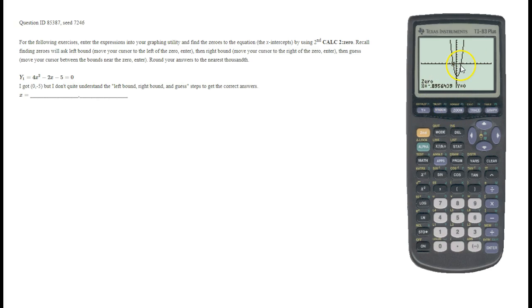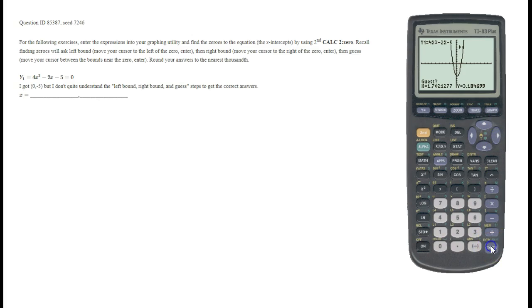All right, now I want to find the other zero, which is somewhere over here. So I want to go back to that second calc, number 2. And this time, let's go to my left bound. And we can say, okay, there's kind of my guess. There's my left bound. Enter.